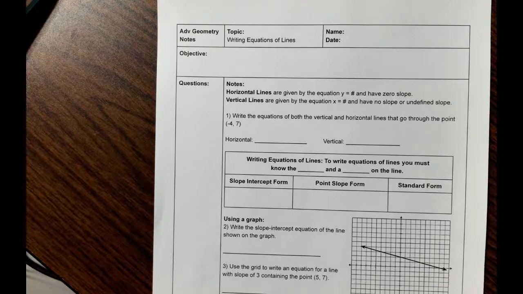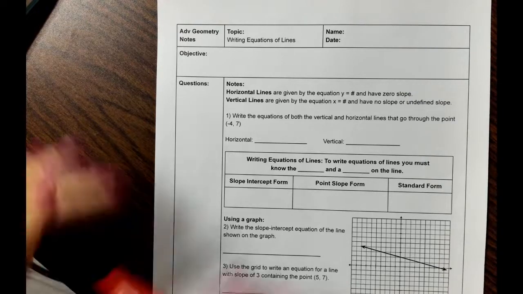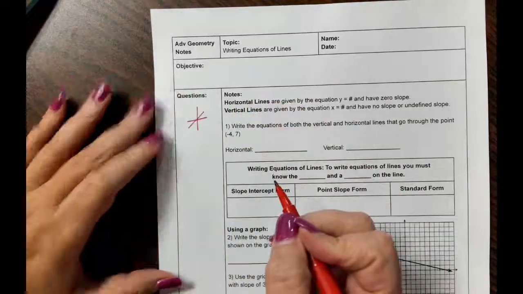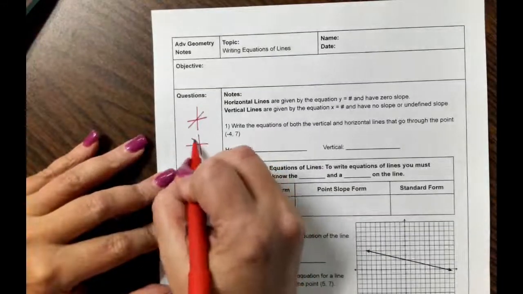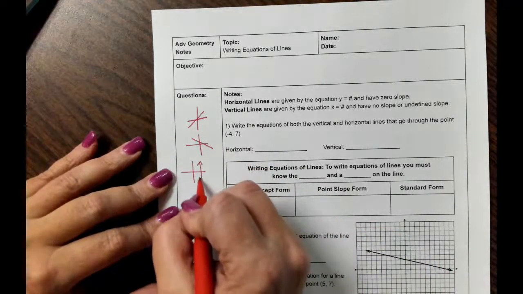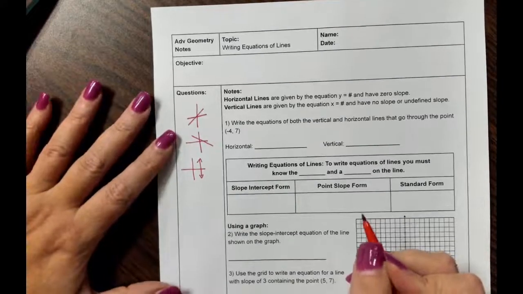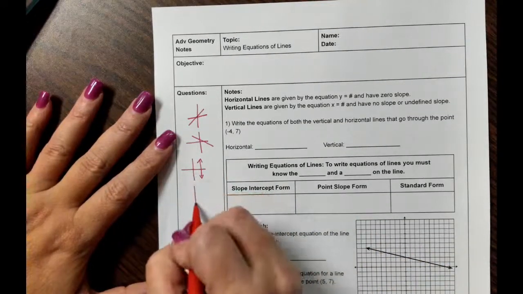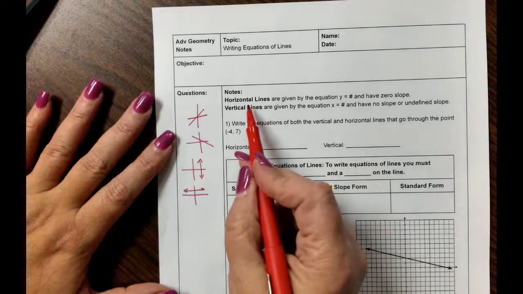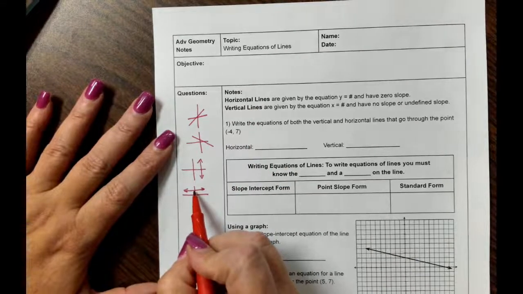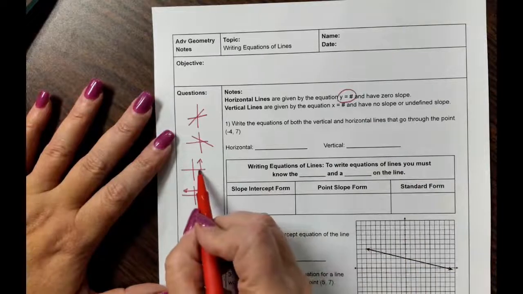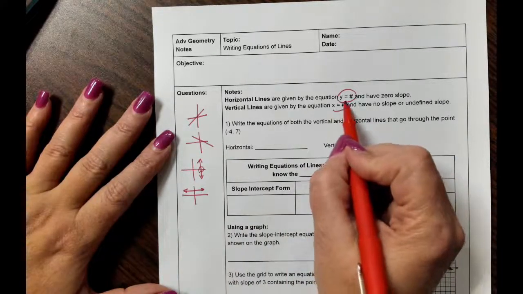So let's just remember first, when we have lines that go up and to the right, they have a positive slope. When they go down and to the left, they have a negative slope. When it's a vertical line, they have an undefined slope, and when they are horizontal, they have zero slope. So horizontal lines, notice that they cross through the y-axis, and so they have a y equals because they have zero slope. Vertical lines cross through the x-axis, which is why they have an x equals with no slope or an undefined slope.